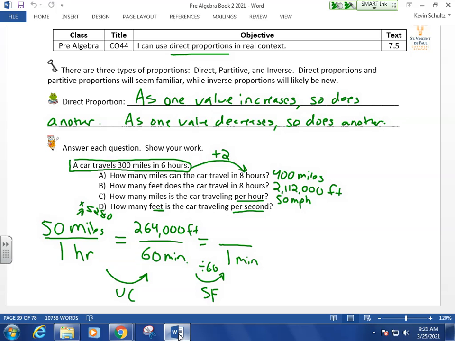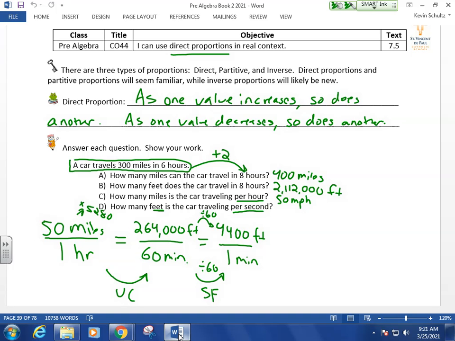Okay, so we're traveling 264,000 feet in 60 minutes. We're dividing 60 minutes by 60 to get down to 1 minute, which means we'll be dividing 264,000 by 60 to figure out how many feet we're going per minute. And that is 4,400. So scale factor means we're dividing both numerator and denominator by the same thing.